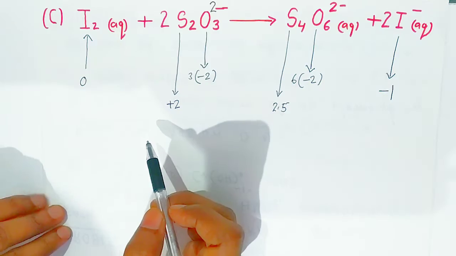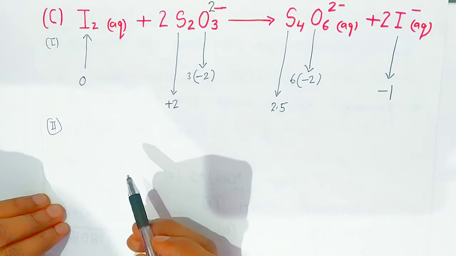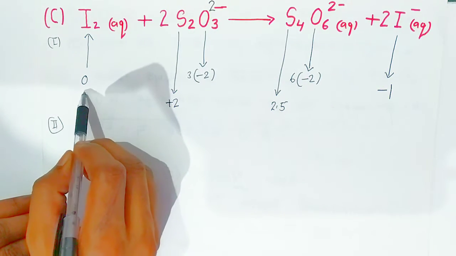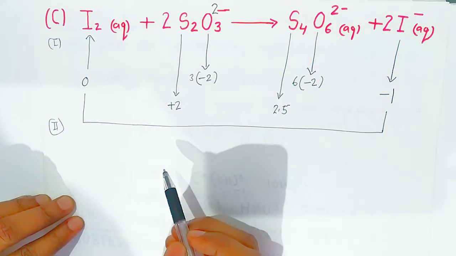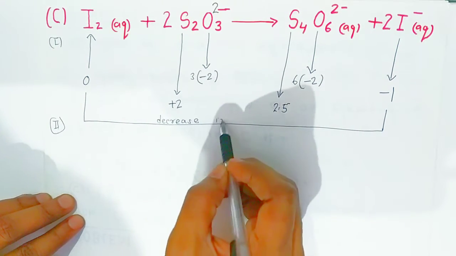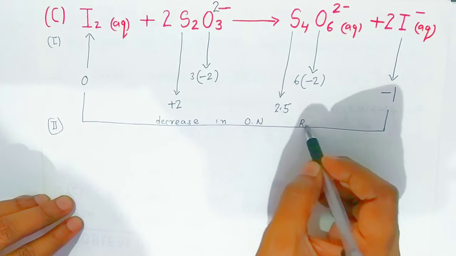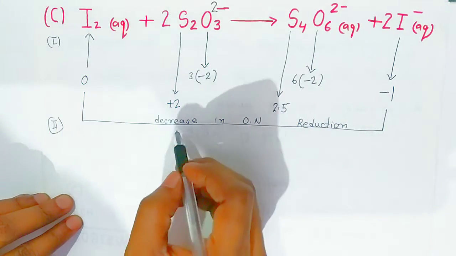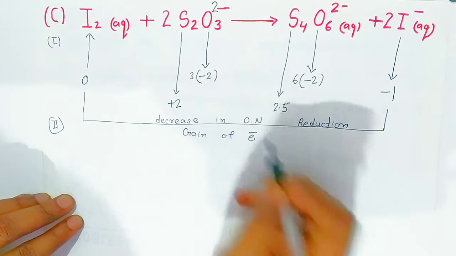Okay students, this is the first step. The second step, students, is that you have to write down the oxidation and reduction. Now if you see, students, iodine is converted into iodide. The oxidation number 0 is now reduced to -1. Okay students, there is a decrease in the oxidation number. If there is a decrease in oxidation number, what do we call it? Reduction. In terms of electrons, this molecule has taken electrons. That means there is a gain of electrons. Okay, students.